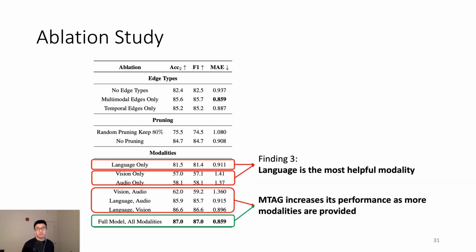The third and last finding is that language is the most helpful modality. And also we find that as we increase the number of modalities as input to the MTAG model, the model performance increases.